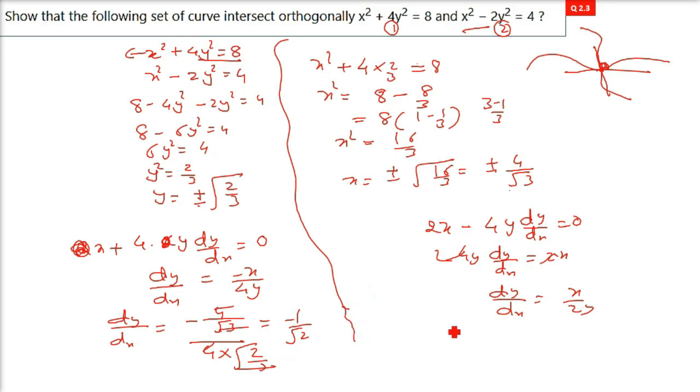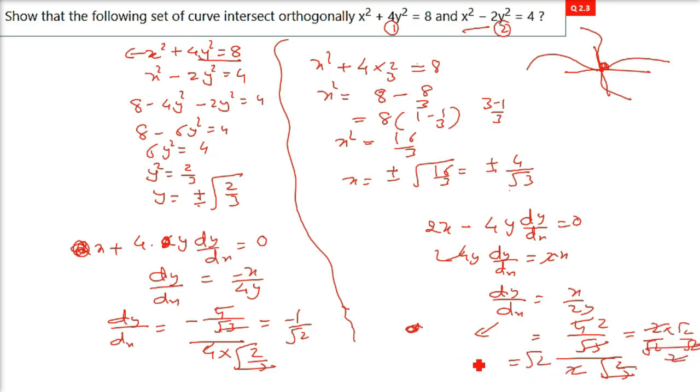And now m2, which is dy by dx of the second equation. Again, x will be taken as plus 4 by root 3, y can be taken as under root 2 by 3, root 3 you can just cancel, 2 you can cancel. So you'll get 2 by root 2, and multiplying root 2 in numerator and denominator, you'll get this as root 2. So dy by dx is root 2 for the second curve, and dy by dx is minus 1 by root 2 for the first. This is m1, this is m2. If you multiply m1 and m2, you'll get minus 1.